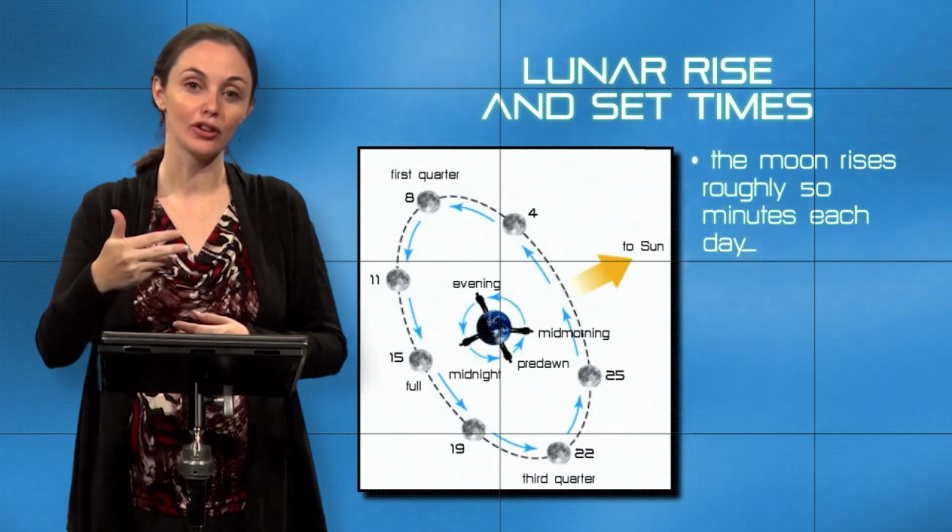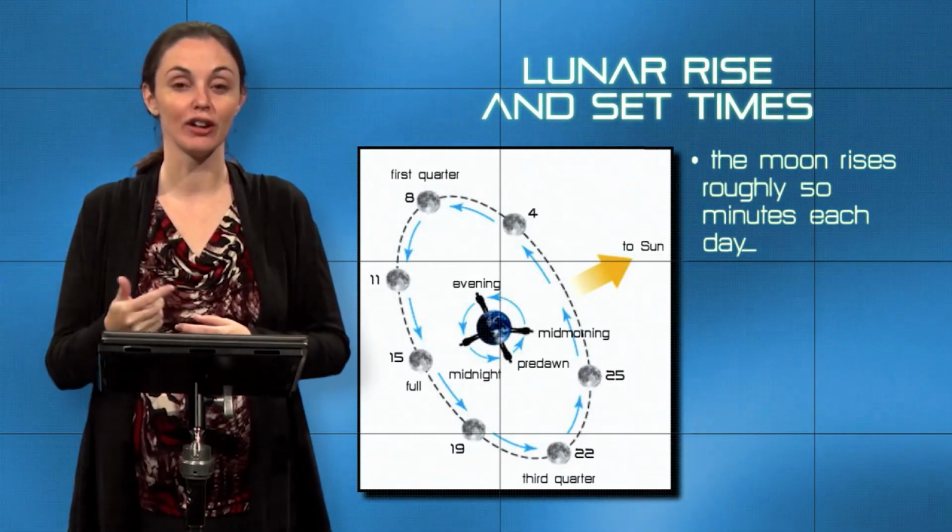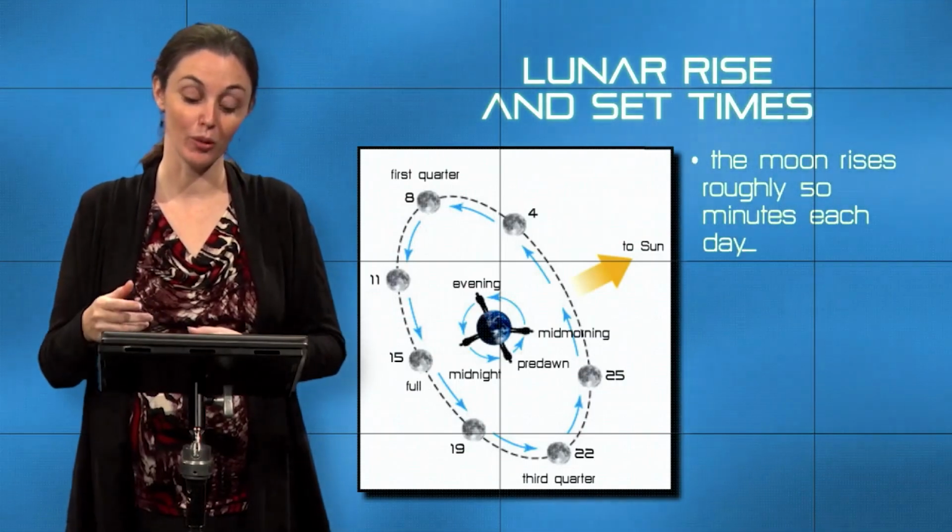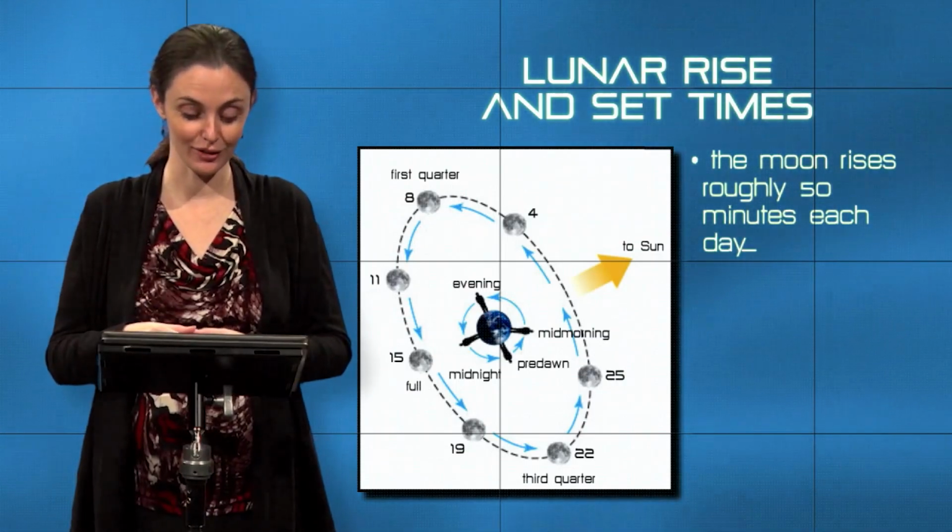Later on, another crescent phase is going to have that sliver of light on the opposite side of the moon. It's going to be a waning phase instead of a waxing phase.